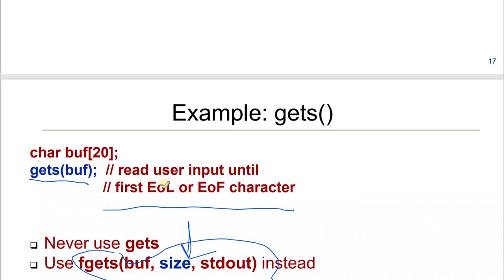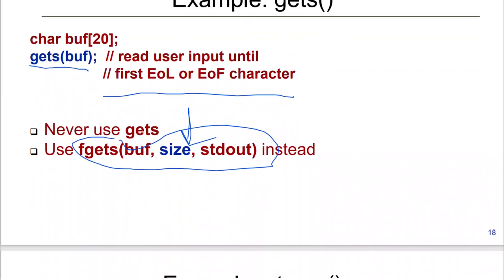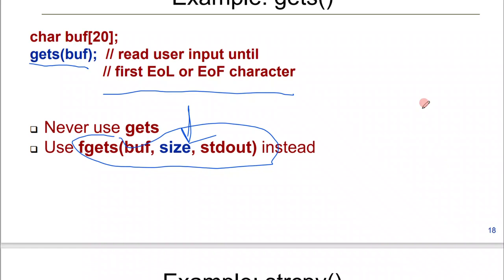This function reads user input until the first end of line or end of character, for example end of line like slash n. Never use gets. This is wrong, wrong, wrong.